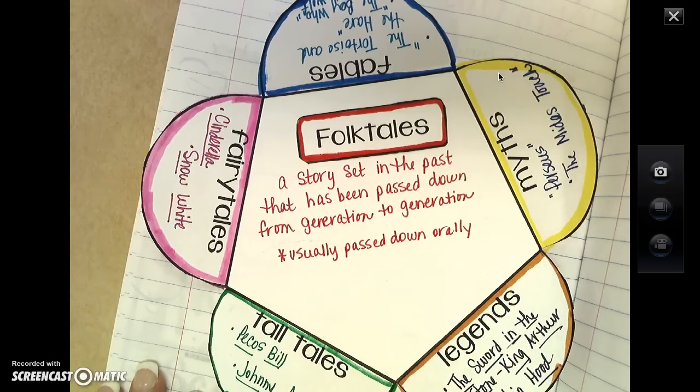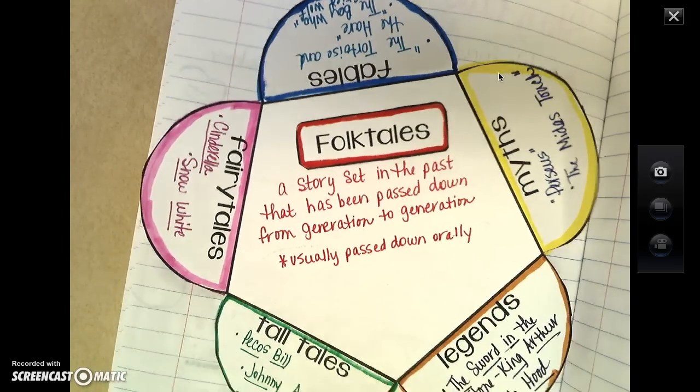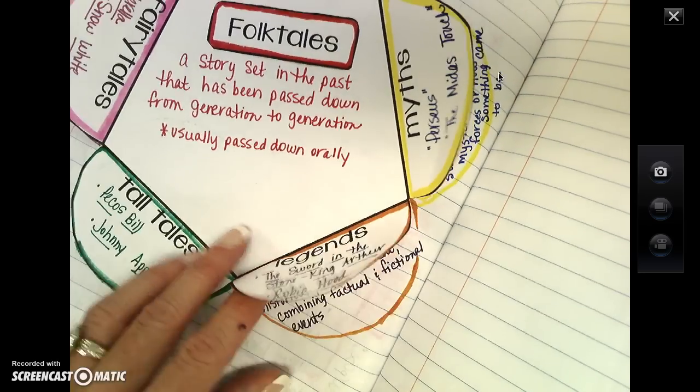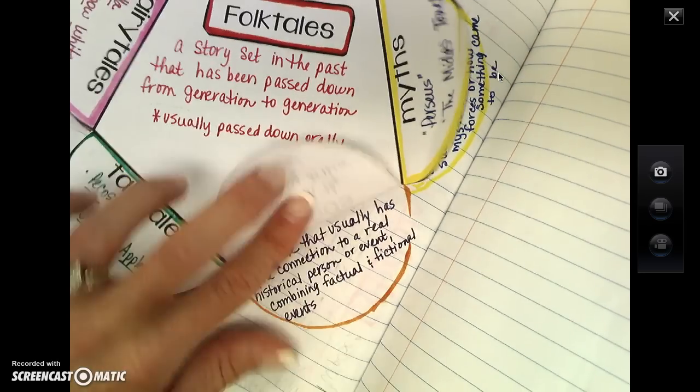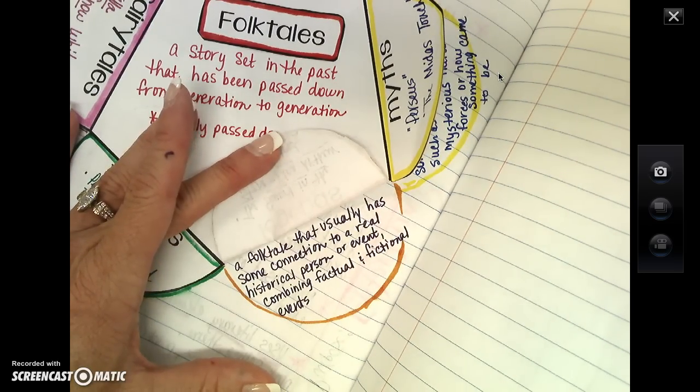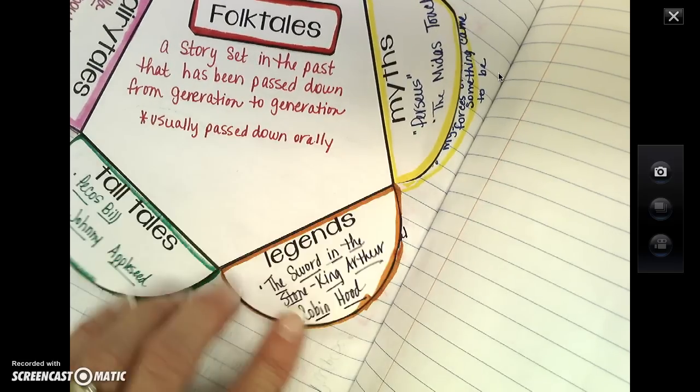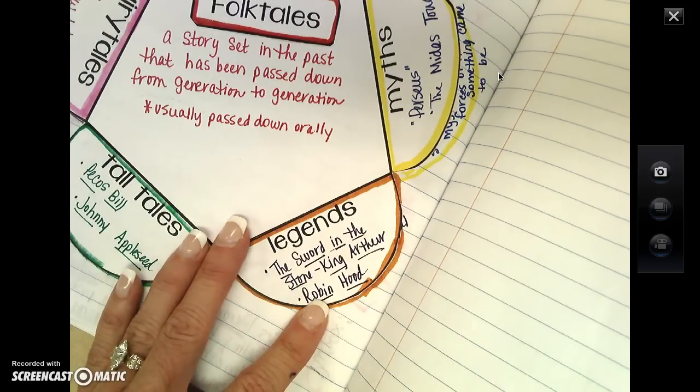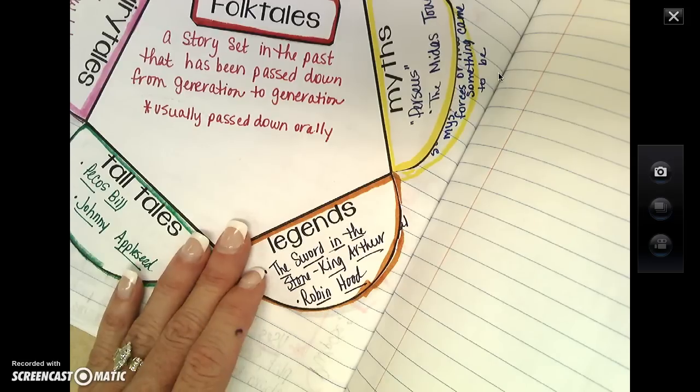The first folk tale we're going to talk about is going to be legends. Now, legends, this is a folk tale that usually has some connection to a real historical person or event, combining factual and fictional events. The best example of a legend would be The Sword in the Stone, which is about King Arthur, and then Robin Hood.